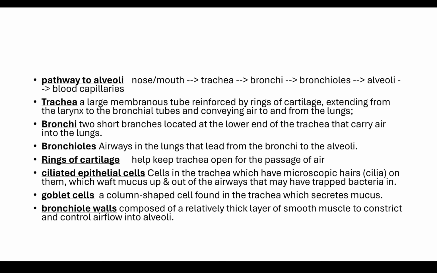Ciliated epithelial cells are cells in the trachea which have microscopic hairs or cilia on them which waft mucus up and out of the airways that may have trapped bacteria in them. Goblet cells are a column-shaped cell found in the trachea which secretes mucus. Bronchial walls are composed of a relatively thick layer of smooth muscle that constricts and controls airflow into the alveoli.